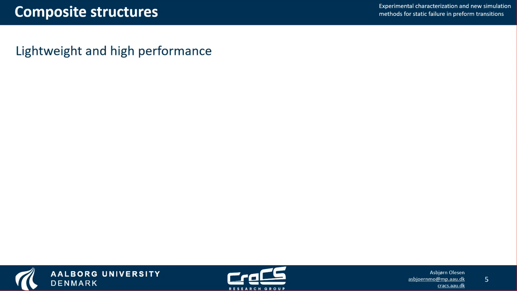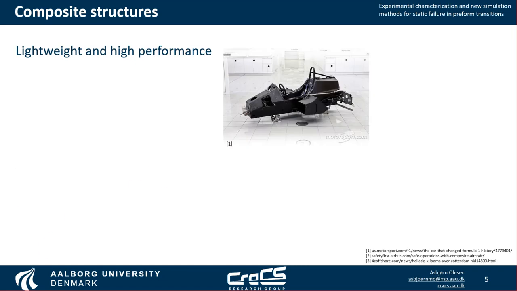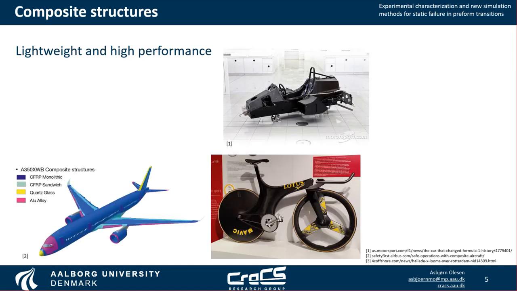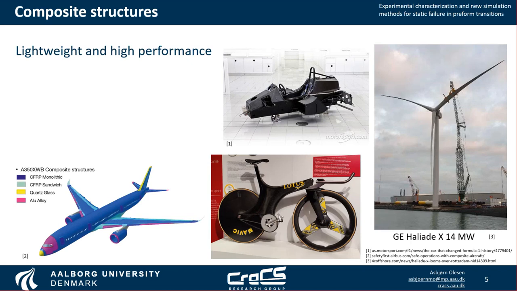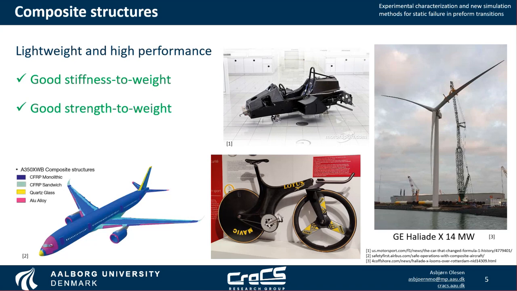Composite structures are typically what we define as lightweight and high performance structures. Examples include race cars, aeroplanes, bicycles, and of course, wind turbines. And the reason that we like composite materials is that they provide some beneficial properties such as good stiffness to weight, good strength to weight, and material tailoring, where we can design the material itself such that it provides the best possible material properties for a given load case.